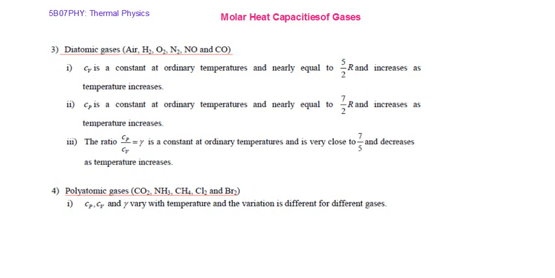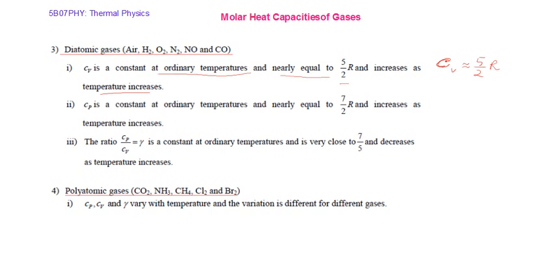So let's see what the specialities are for diatomic gases. For diatomic gases, let's see, Cv is a constant at ordinary temperatures. At ordinary temperatures, very near to room temperature, Cv remains practically constant, and it has been experimentally observed that it is nearly equal to 5/2 R and increases as the temperature increases. So the value of Cv increases with increase in temperature for diatomic gas. That is a usual observation. So I can say Cv, remember I am using small c, is approximately equal to 5/2 R. Just note these values.